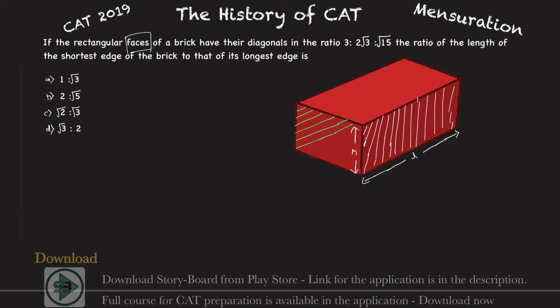I'm talking about the faces of a brick. Do you know how many faces a cuboid has? Six, right? But we'll consider only 3 faces, because this face will be equal to the face behind it. We will not calculate for 6 faces, only 3, because this face is repeated here, and so is this face, at the back.